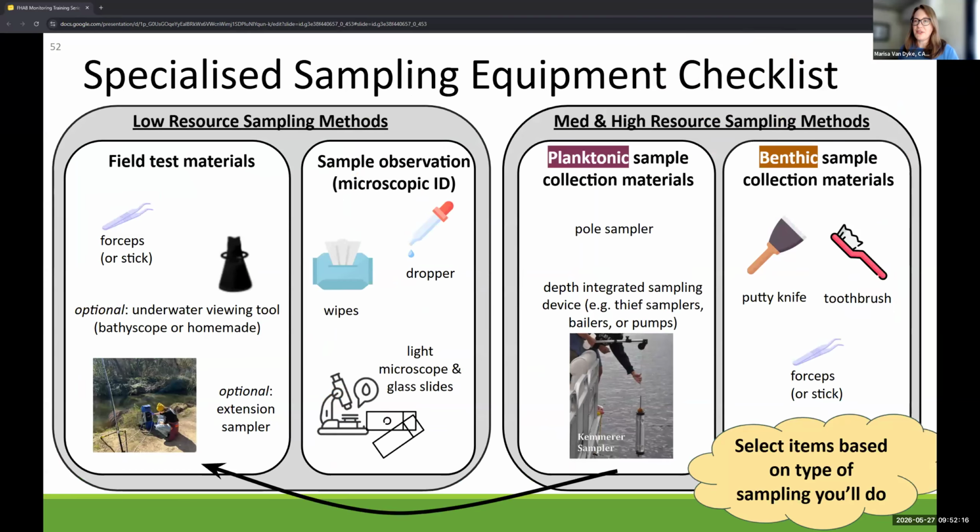And then depending on the resource category of the methods that you're implementing in the field, this is a comprehensive list for the low resource separate from the medium and high resource to refer to, to understand what supplies you should plan for monitoring. And again, this really depends on your monitoring goals, what kind of sampling is necessary, particularly at surface or at depth, and what devices are necessary to be most effective.